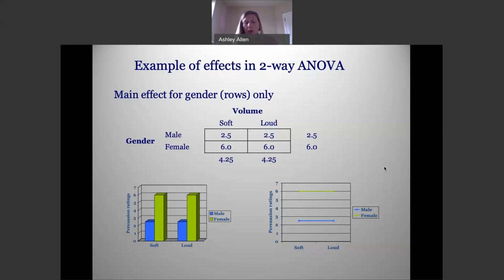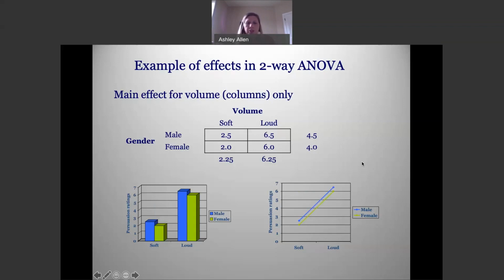Like I said before, you can also look at it via the columns. So in the soft column, going from males to females increases it by 3.5. In the loud column, going from males to females increases it by 3.5. Those match, therefore, no interaction is possible. You can also see the no interaction being possible down here with the line graph because they're parallel lines. So no interaction could possibly be happening there. Kind of boring. Okay, moving on.